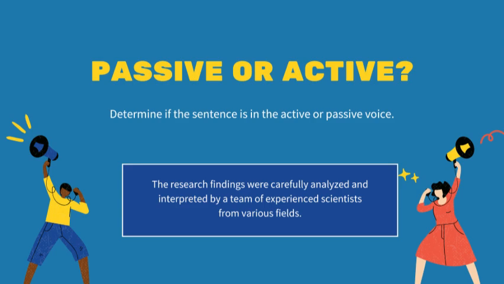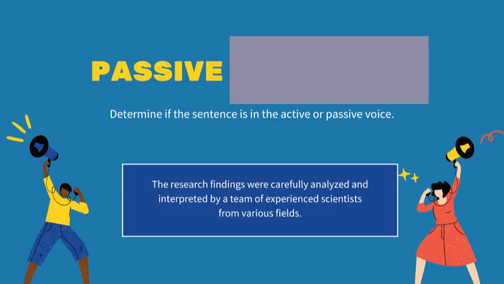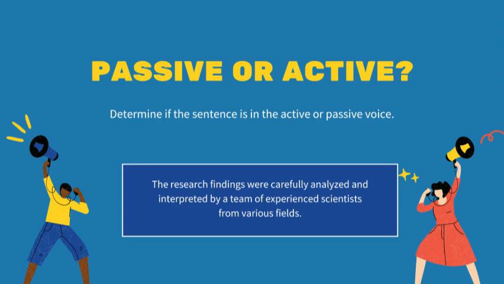The sentence, the research findings were analyzed and interpreted by a team of experienced scientists from various fields, is written in the passive voice. Well, the subject, in this case, the research findings, that is the receiver of the action. The verb phrase here, were carefully analyzed and interpreted. Those verb phrases are both in the past participle form, and then those verb phrases are preceded by the auxiliary verb were, meaning were came before the verb phrases. This is what signals the passive construction.